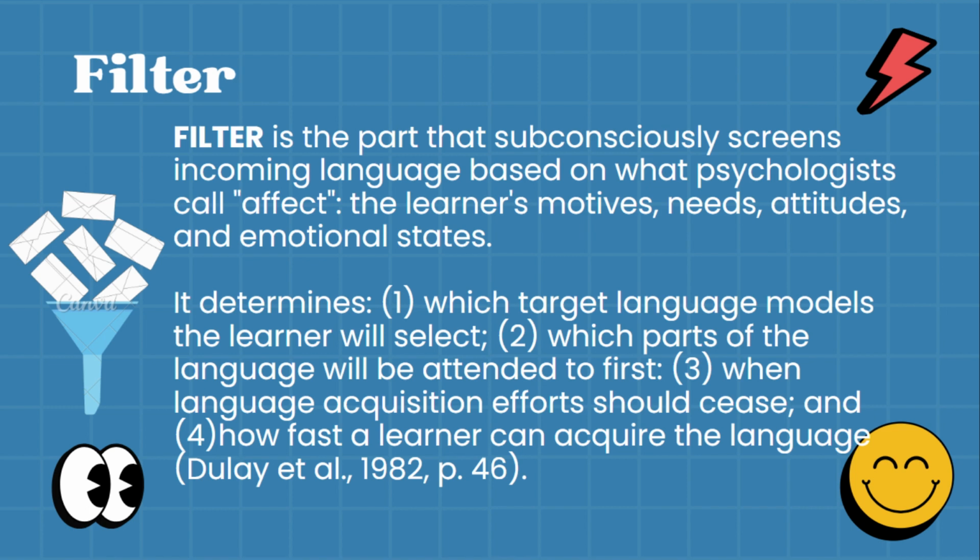So the filter in our mind subconsciously decides what language we pay attention to based on our feelings and motives. It's like a gatekeeper that determines what parts of the language we learn first, when we stop trying to learn, and also how quickly we learn. So we are not aware of this process.